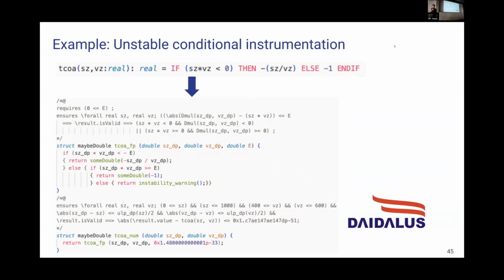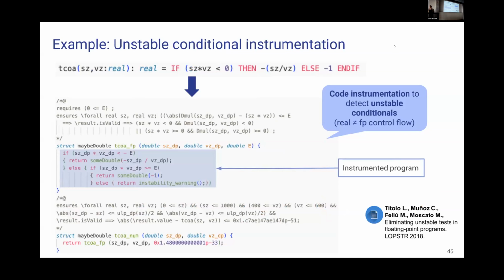And what happens when we have if-then-else? Well, Reflow also implements what we call code instrumentation to detect unstable conditionals. Every time we have a conditional that uses floating point arithmetic, what we do is replace it with a new if-then-else with guards that are stronger and take into consideration the epsilon, or the error that may occur in the guard. So in case the guard may be evaluated differently in floating point or in the real, we will get a warning.